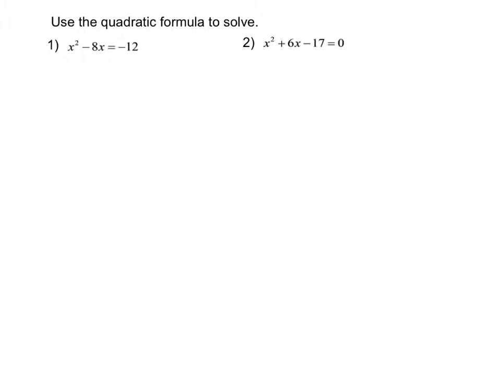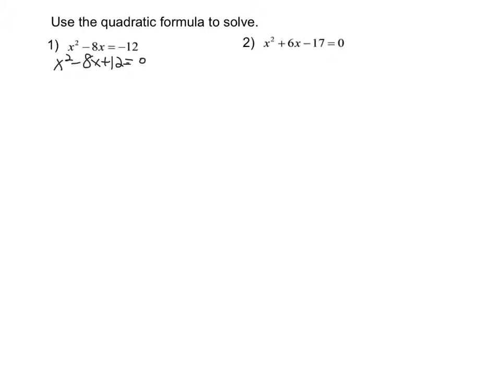All right, so we're going to use the quadratic formula to solve, and the first one is not in the correct form that we need it in. We need to move this 12 over to the left. So I'm going to simply rewrite this equation as x squared minus 8x plus 12 is equal to 0. Okay? And then I'm going to take the quadratic formula.